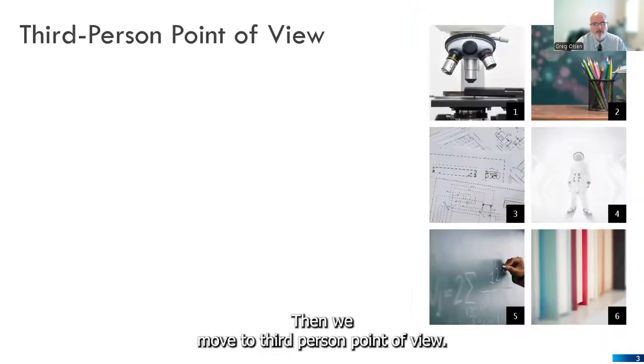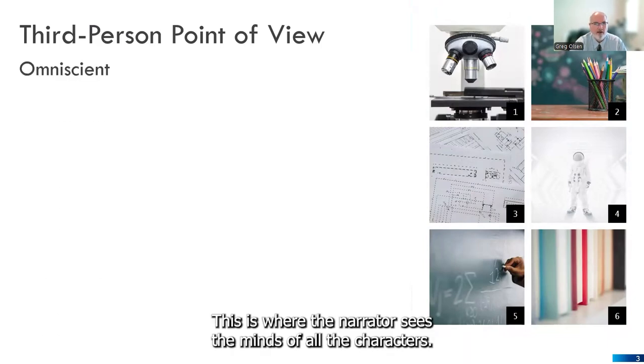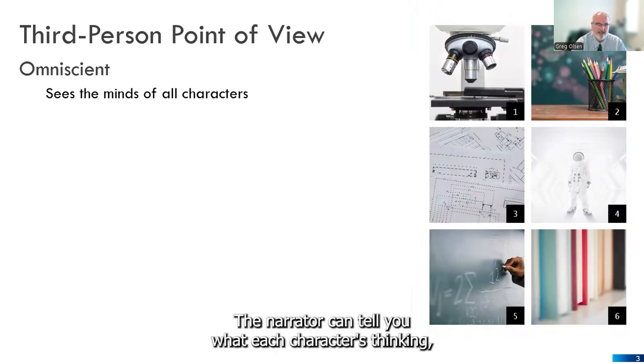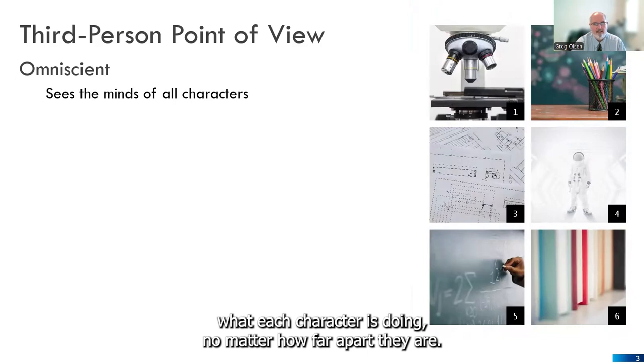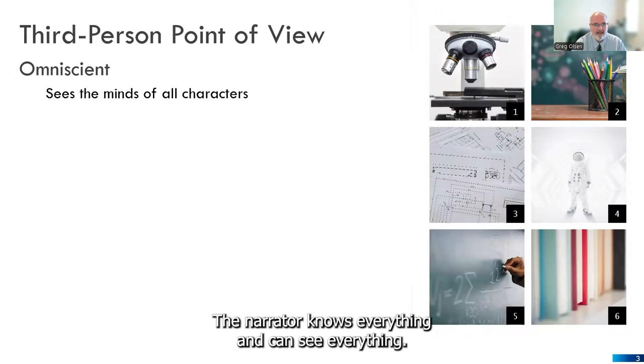Then we move to third person point of view. So third person point of view, we have omniscient. This is where the narrator sees the minds of all the characters. The narrator can tell you what each character is thinking, what each character is doing, no matter how far apart they are. The narrator knows everything and can see everything.